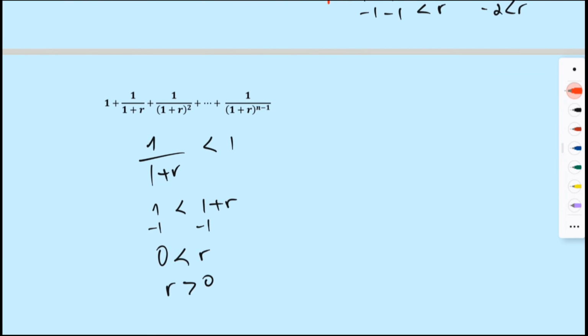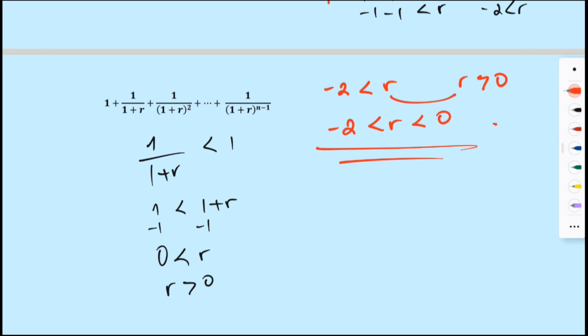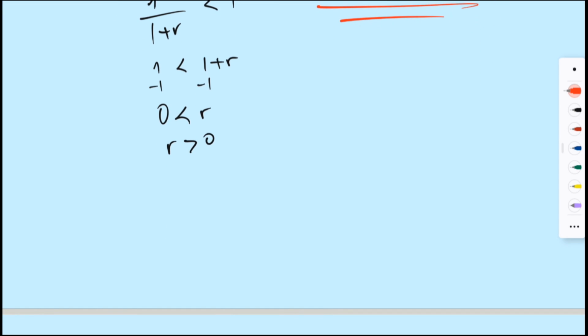So the first solution was negative 2 less than r. Second equation was r greater than 0. Combine them together, I should get my solution. Negative 2 less than r, since these are in the middle, less than 0. And that looks okay. Perfect.